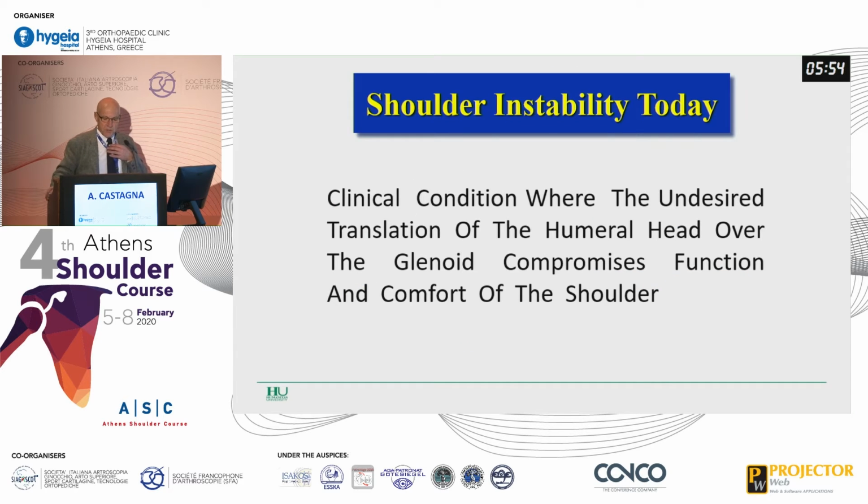So what is shoulder instability today? For me, it is a clinical condition. It is not just a clinical condition, it is a syndrome. We have many elements there. We have the unstable joint, we have the pain, we have a dysfunction of the glenohumeral system in the 21 muscles that are acting there. So it is a clinical condition where the undesired translation, the patient doesn't want this, of the humeral head over the glenoid compromises function and comfort of the shoulder.